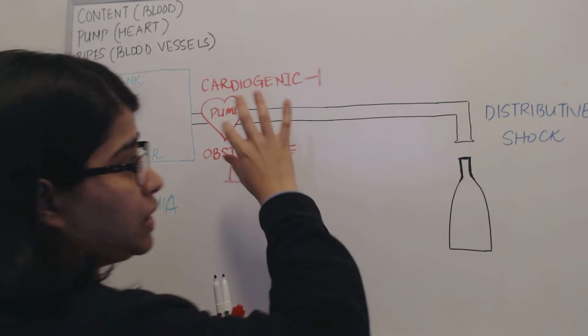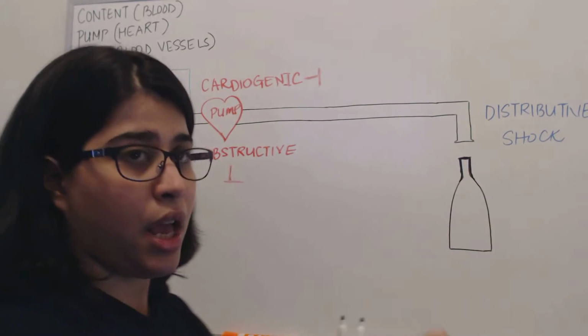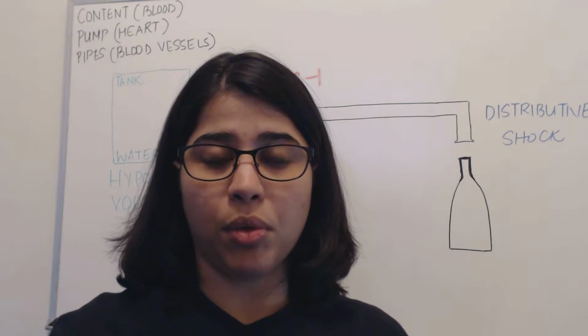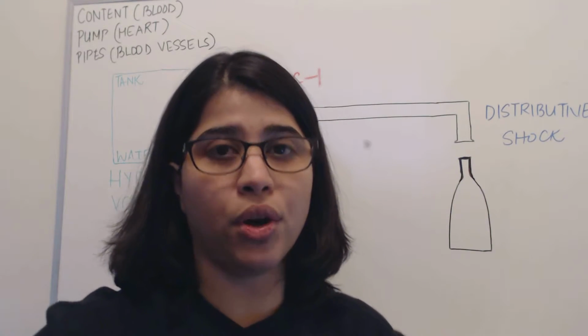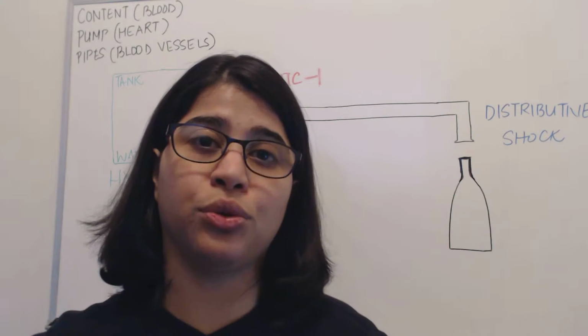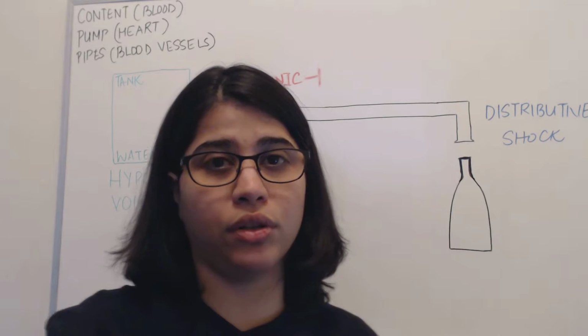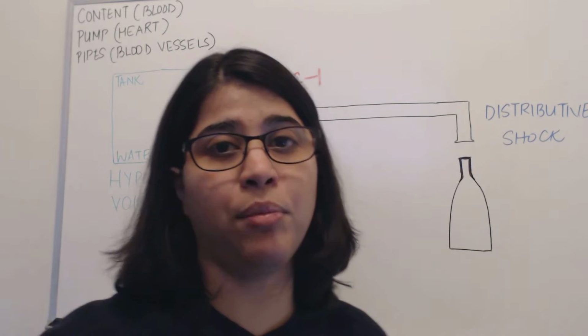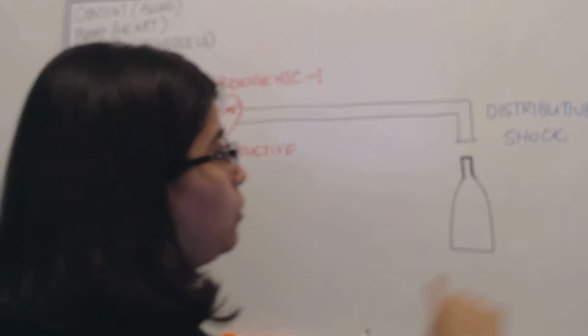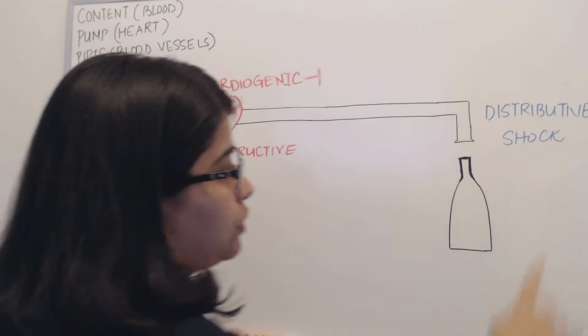The fourth one can be that there's something wrong with the pipes. Everybody knows that in summers the pipes expand. If the pipes expand, the pipes tend to hold more water than they originally used to. If that is going to hold more water, then we are not going to get any water, or we're going to get less water through the tap into the bottle. So here we're going to talk about distributive shock.